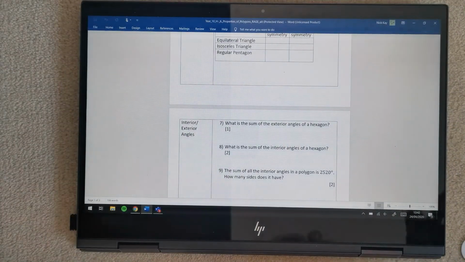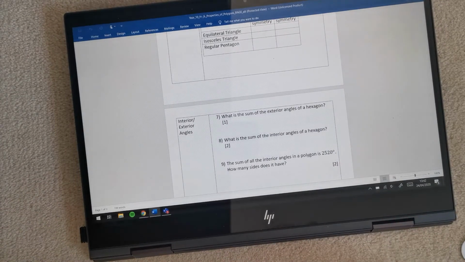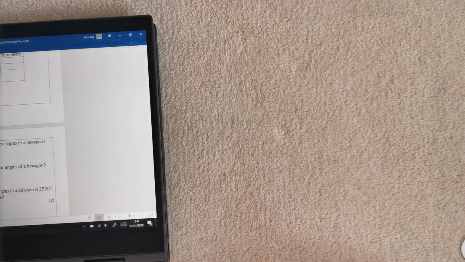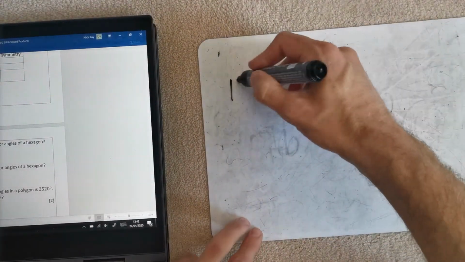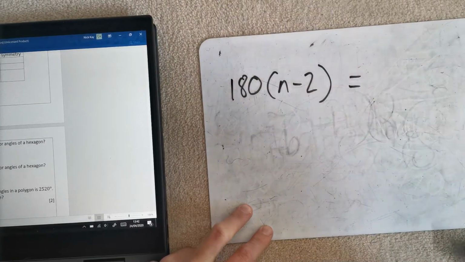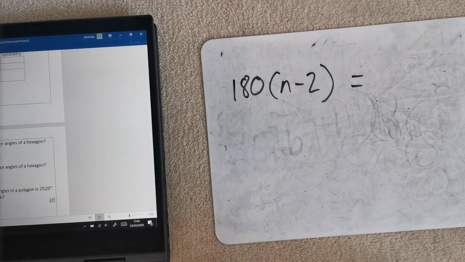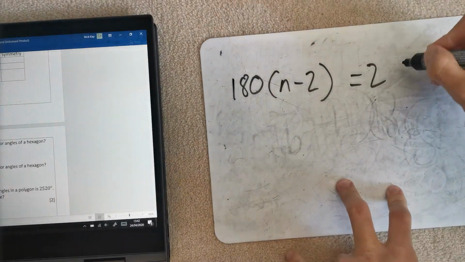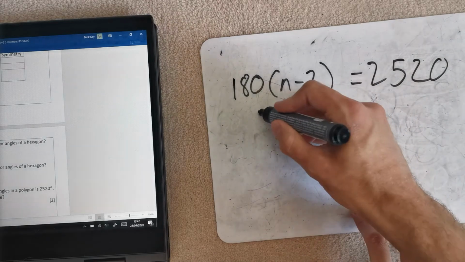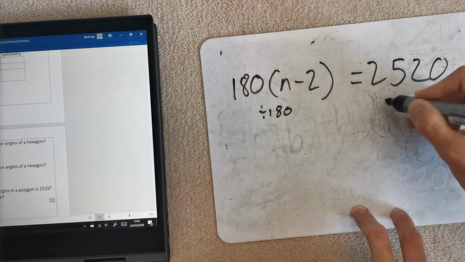Now, this one's quite a difficult one. This sum of interior angles in a polygon is 2520 degrees. So if you follow it this way, the sum of the interior angles in a polygon is 2520. So we've got to find out what that n is. What we could do first is divide by 180.